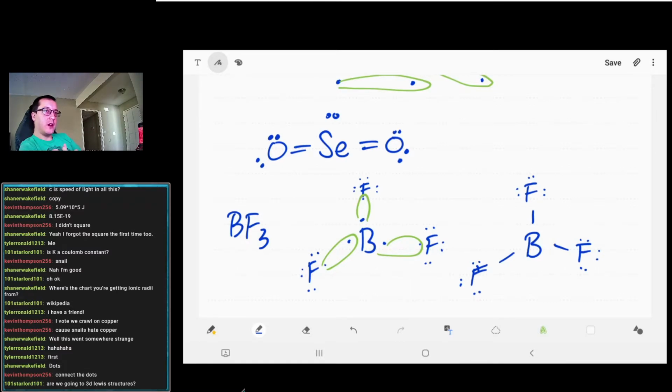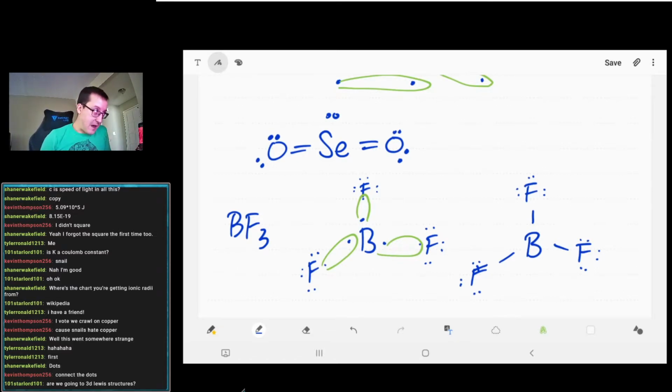You might be tempted to do a double bond to fluorine to make it have 8, but that is now going to put formal charges on both boron and fluorine. You're going to actually make fluorine positively charged. Considering that it is the most electronegative element, that's just not going to happen. So you can never give fluorine a double bond. Not going to work. So this is actually what we're going to leave it as. So just remember, boron only wants 6 electrons.